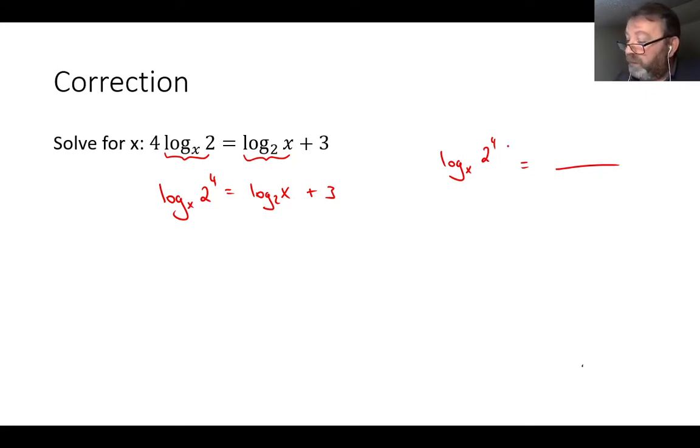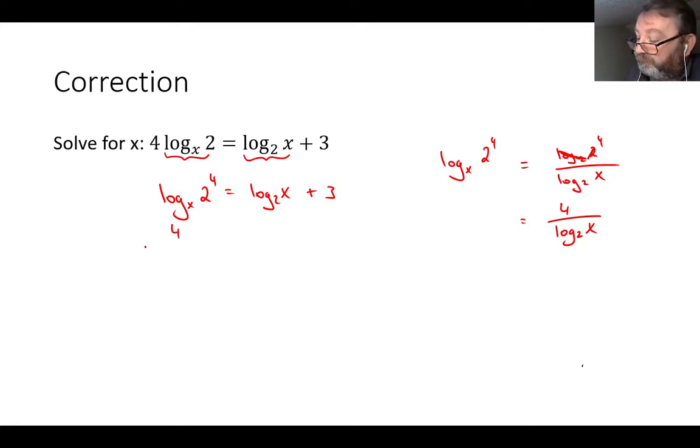On the top, just rewrite the same log with the new base: log to the base 2 of 2 to the 4. And on the bottom, in the denominator, log to the base 2 of the old base. All right, now what do I end up with? Well, the top, look at it carefully. The log has base 2 and the index has base 2. If the log has the base 2 and the index has the base 2, then that cancels and it gives you 4. So it ends up as 4 over log to the base 2 of x. So let's bring that back over here. 4 over log to the base 2 of x equals log to the base 2 of x plus 3.